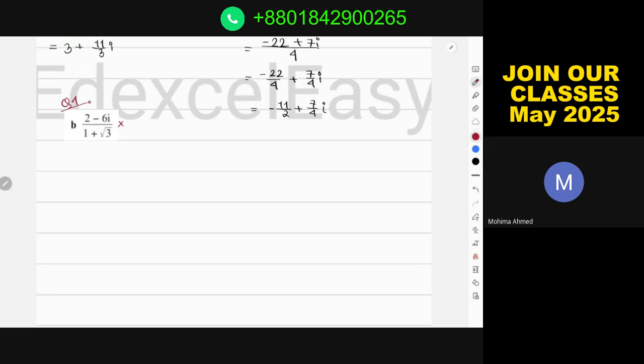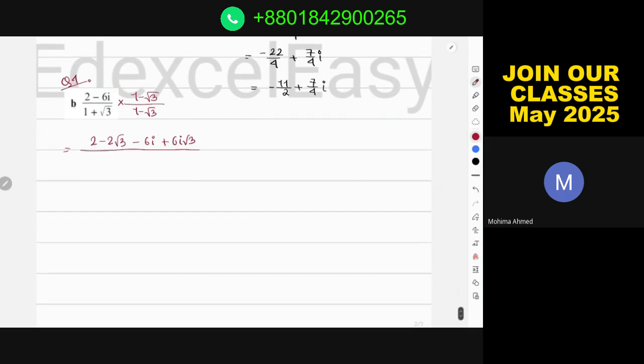Now in this rationalization, what happens is you have a root in the denominator. So we are going to multiply by 1 minus root 3 and then again divide by 1 minus root 3. So in the numerator, what do we have? 2 with 1 minus root 3 is going to be 2 minus 2 root 3. 6i multiplied with 1 is 6i. And then again 6i with minus root 3 is minus 6i root 3. Right?